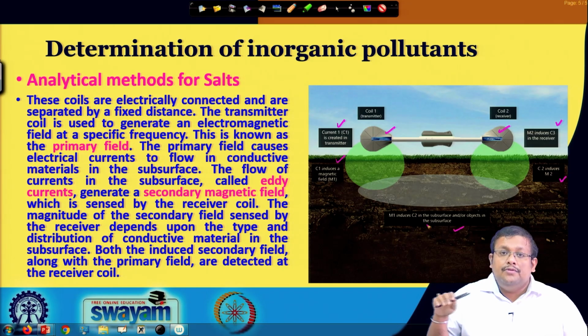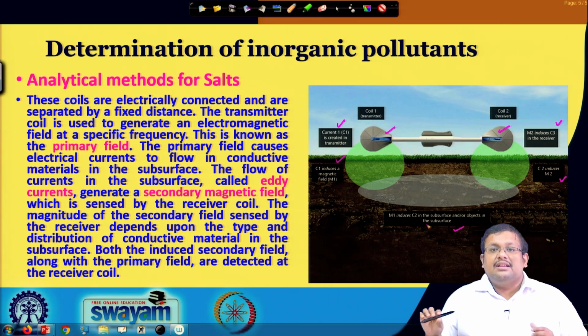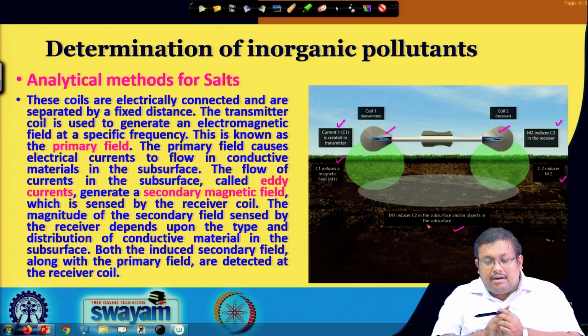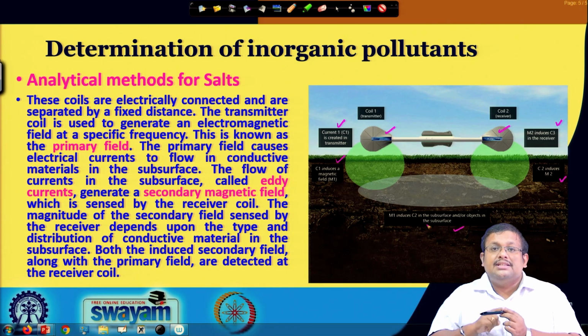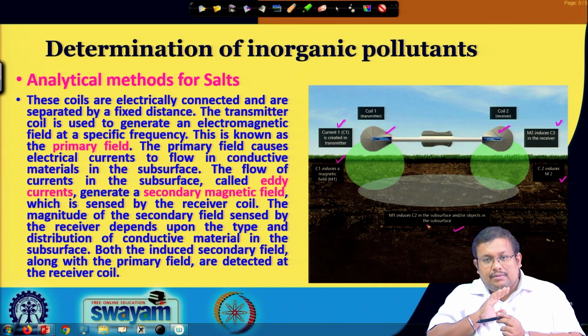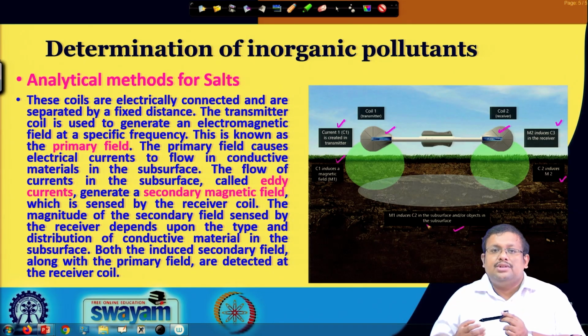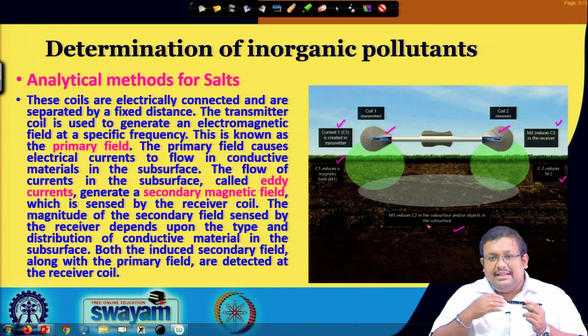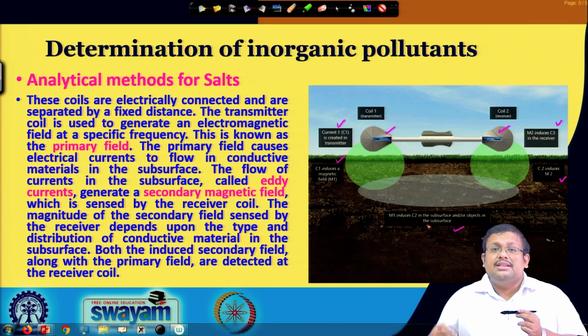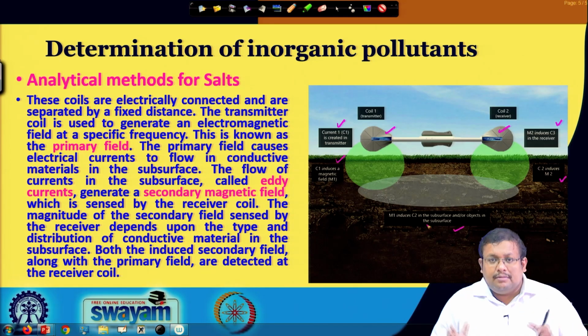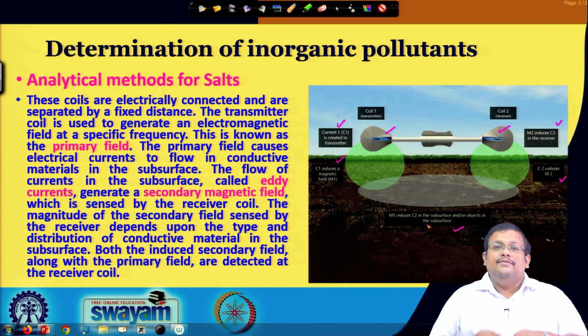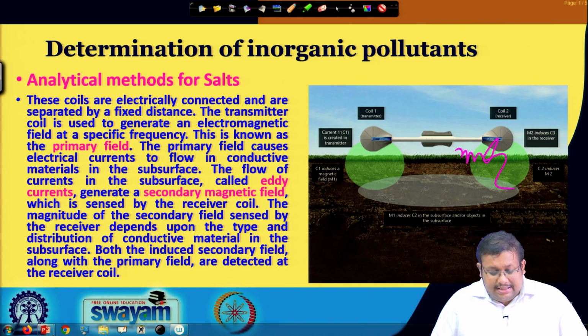So, this is how, when you move this EM instrument with respect to the soil surface, the transmitter coil creates an electromagnetic induction, and this electromagnetic induction helps a flow of current through the salt solution, through the salt ions, which are conducting materials. This current produces the secondary magnetic field, which is sensed by the receiver coil, and depending on the concentration and composition, we can see the variation of the salt concentration. So, this is how the electromagnetic induction method works in the soil science discipline.